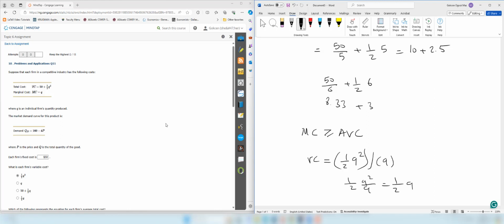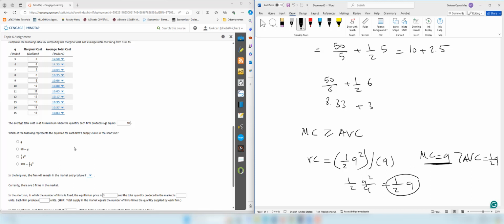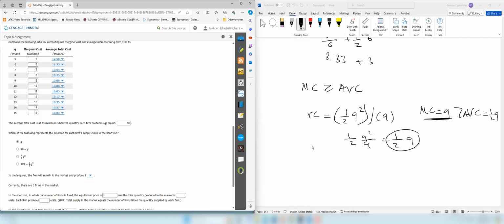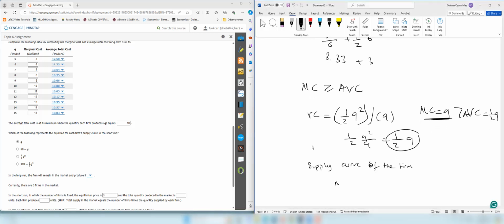And as you see, marginal cost is equal to Q, and marginal cost, Q, is always greater than the average variable cost of 1/2 Q for any level of Q. For that reason, the marginal cost curve is the firm's short-run supply curve. In the long run, the firm will remain in the market and produce if marginal cost is greater than or equal to average total cost. The firm is going to produce if that condition is satisfied.